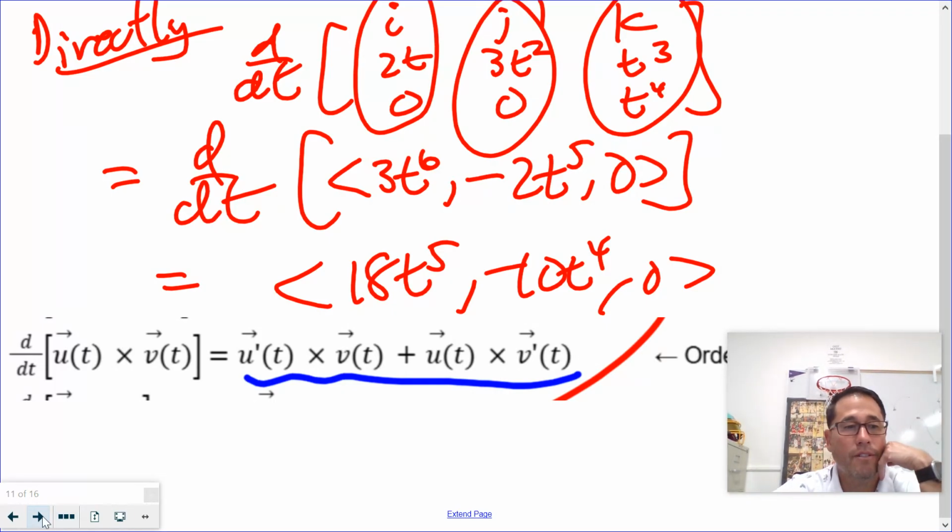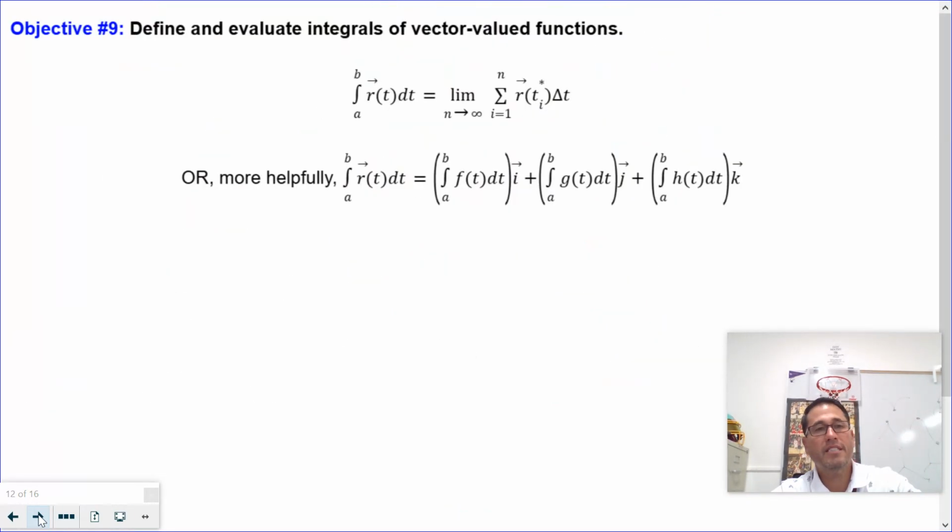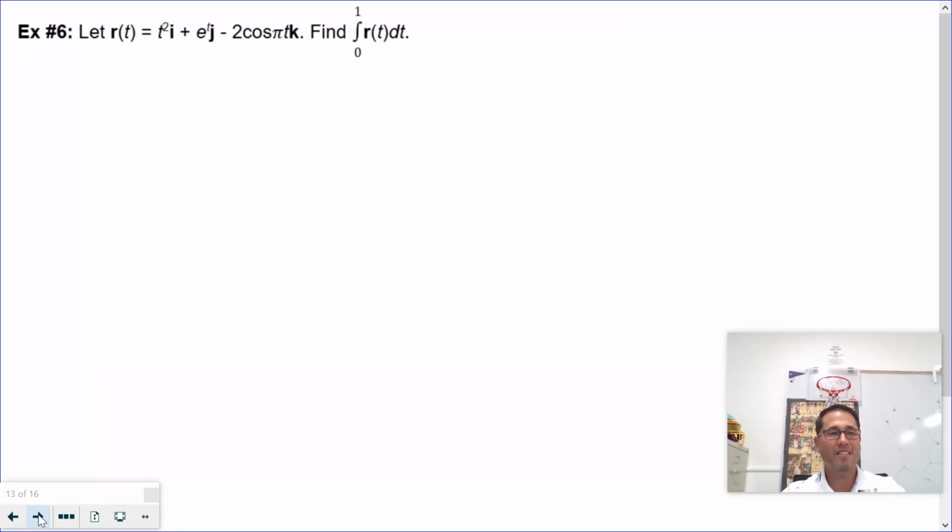Gonna get the same answer. Okay? All right, let's get to some integrals. And guess what? Just like derivatives, if I ask you for r prime of t, then you just take the derivative of each one of those components. If I ask you for the antiderivative, then you just simply take the integral or the antiderivative of each one of the components. That's it. That's it. So let's get to work.